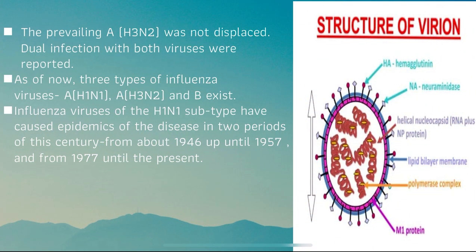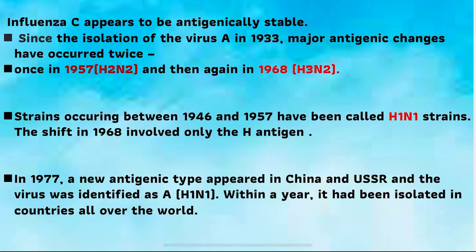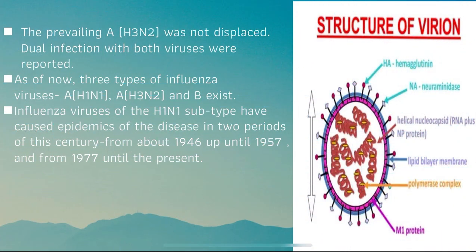Moving further, that's about the history. You need to remember these three strains, that will suffice. Let's move further. The prevailing A H3N2 was not displaced. Dual infection with both viruses was reported. Again, we see that the H3N2, which was prevailing, was not displaced, and dual infections with both the viruses were now reported. As of now, three types of influenza viruses exist. What are those? H1N1, A H3N2, and influenza B.